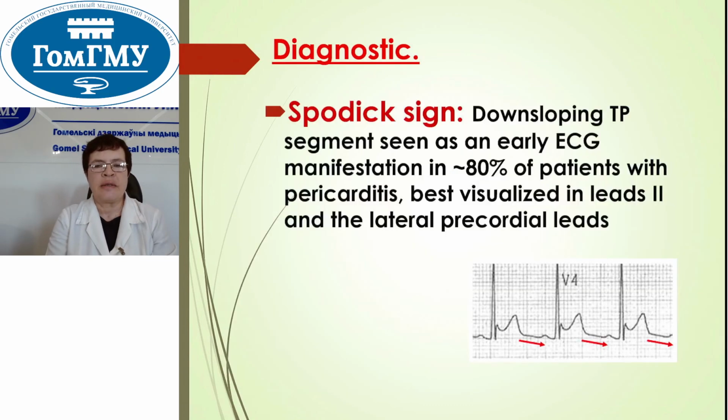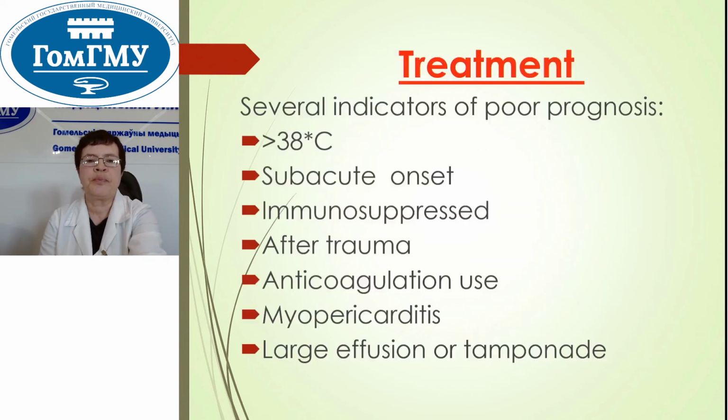Spodick sign. It means downsloping TP segment seen as an early ECG manifestation in 80% of patients with pericarditis, best visualized in lead second and in the lateral precordial leads. So the best vision of Spodick sign is in the second lead of the electrocardiogram.